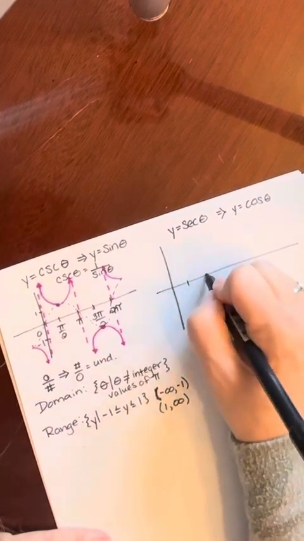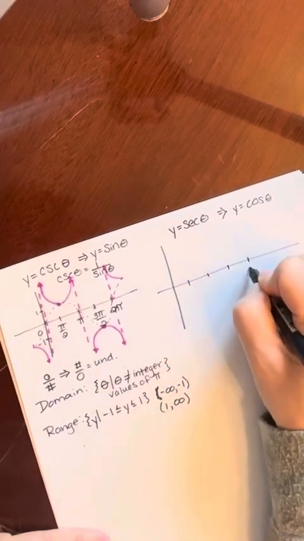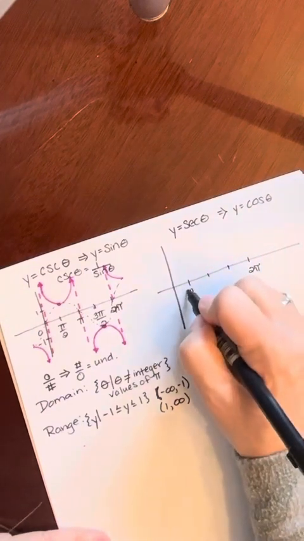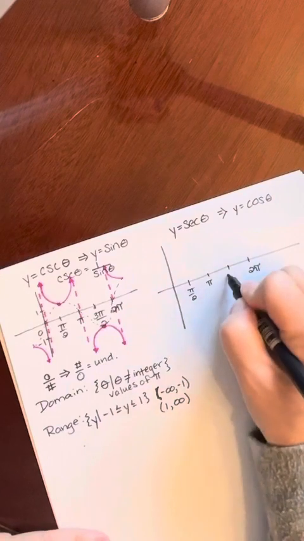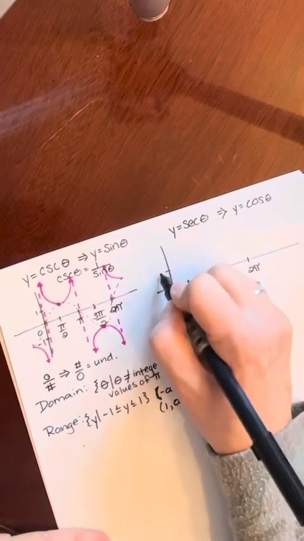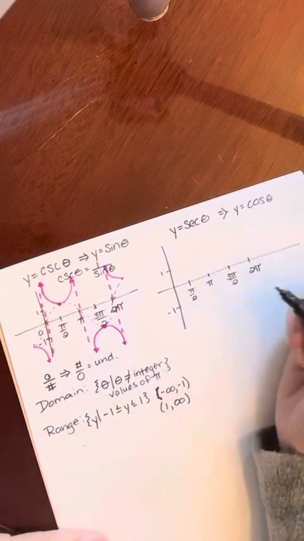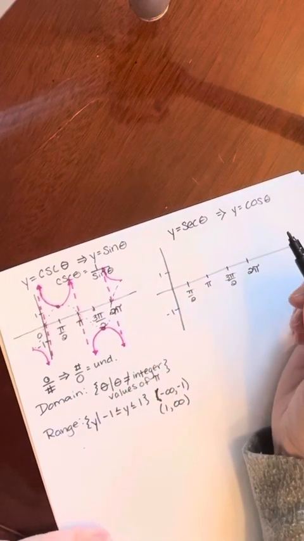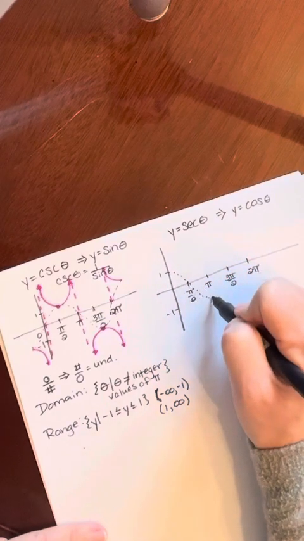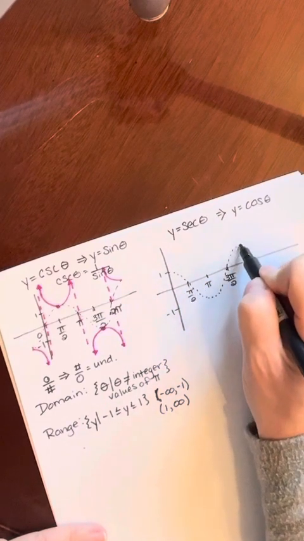Okay, here we go. 1, 2, 3, 4. The period for a regular parent function is 2 pi, so we've got pi over 2, pi, and 3 pi over 2, and the max for this is 1 and the min is -1. And cosine starts at the maximum and comes down to the minimum.